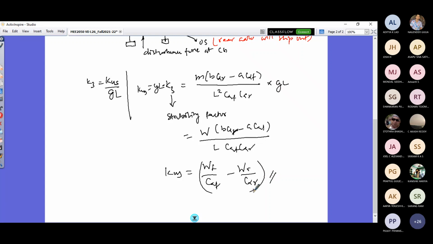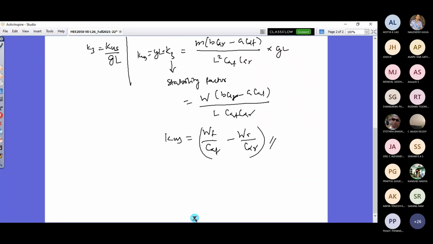I just have to bring it in again here for you to understand. When the tire compliance in the front is more than the tire compliance in the rear, that gives an understeer tendency of the vehicle. If WF by C alpha F is less than this, that represents the oversteer tendency. When they are equal, KUS is 0, that is neutral steer tendency. So that we have understood.